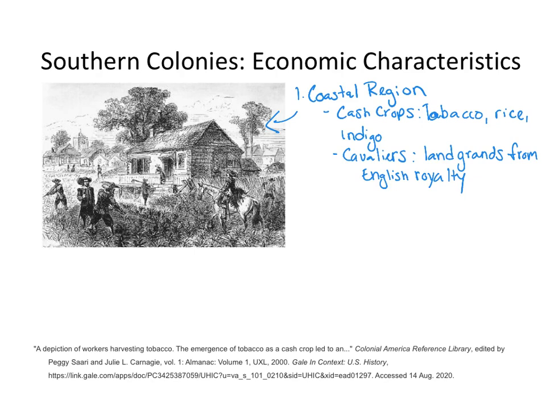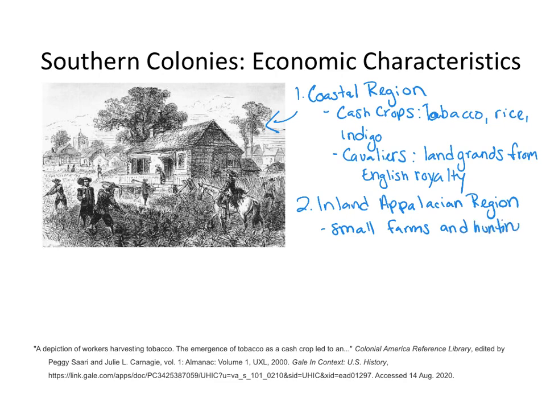Now, the second region that we're going to talk about was vastly different than the coastal region. This is going to be everything west of the Appalachian. So we call this the Inland Appalachian region. And this was mostly small farms and hunting. So two very different areas.